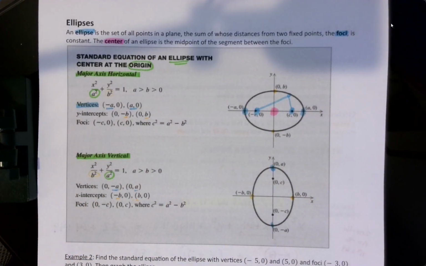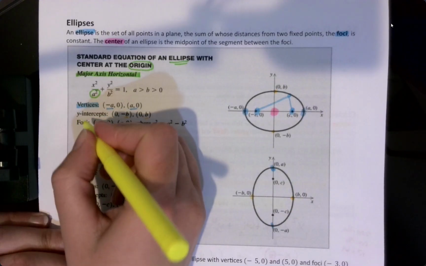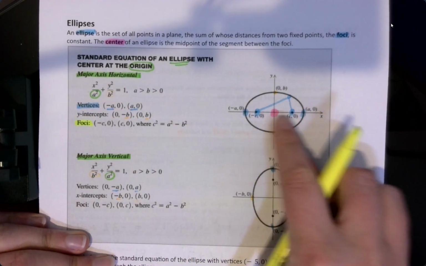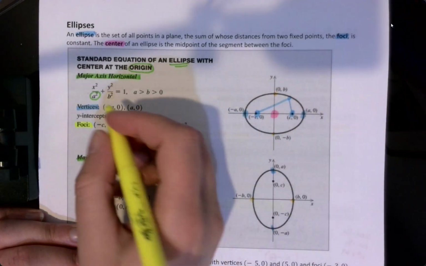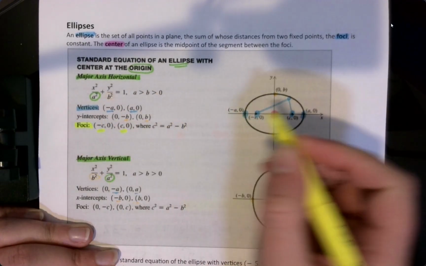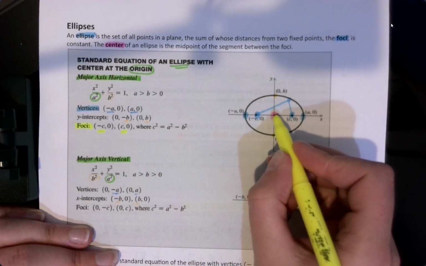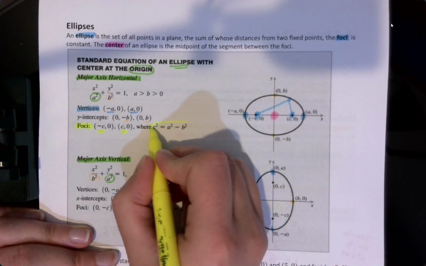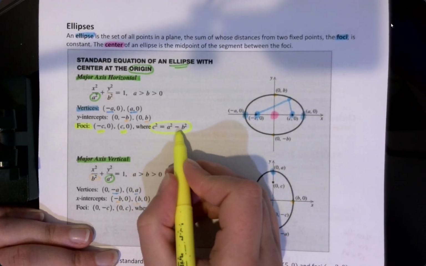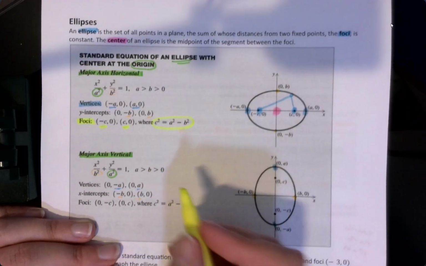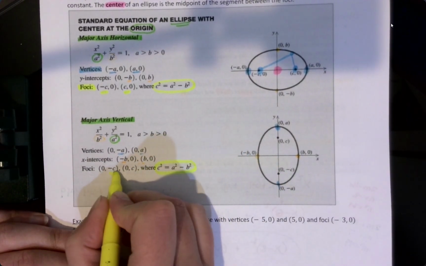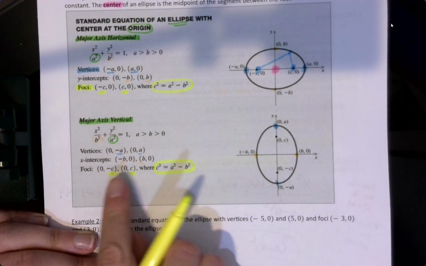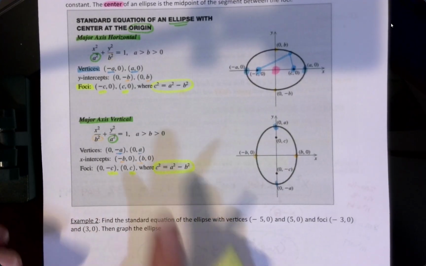The last item right here is the foci. We mentioned those foci as important pieces in terms of the original geometric definition, and they are a distance c away from the center, where c squared is a squared minus b squared. They always go along the major axis, so you're using the same definition for c, but if your major axis is vertical, you're going to add and subtract your c to your y coordinate instead.